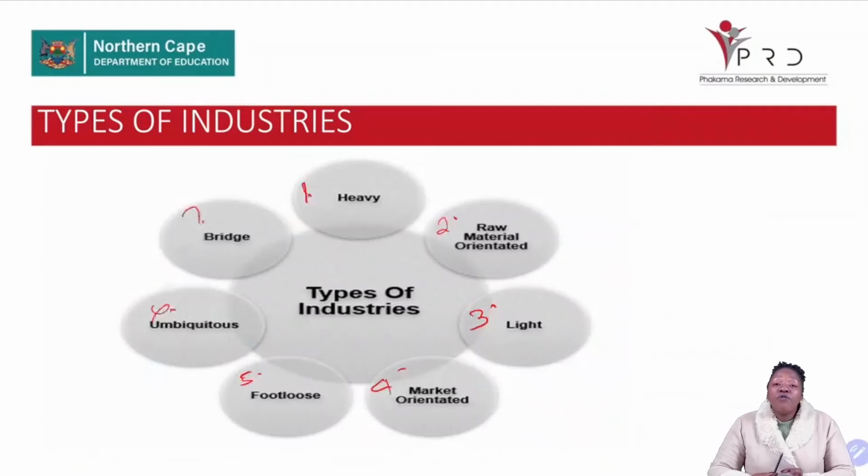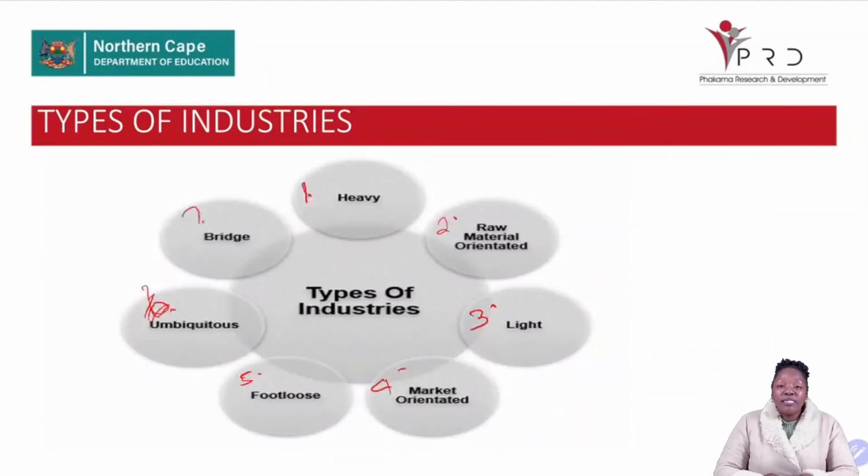Then we've got the footloose industries. So the footloose industries, these are the industries that can be located anywhere. As they can be located anywhere, they use materials that do not expire, or their products do not expire. So you can think of examples. What are the products or the goods that can be involved in these industries that do not have an expiry date?